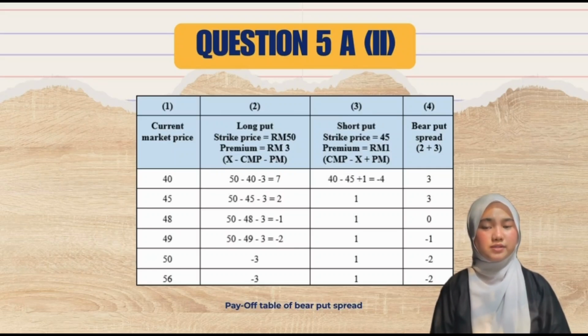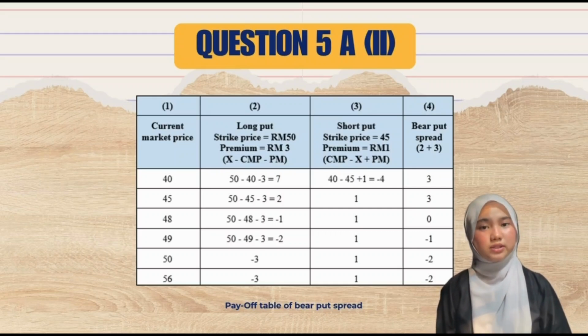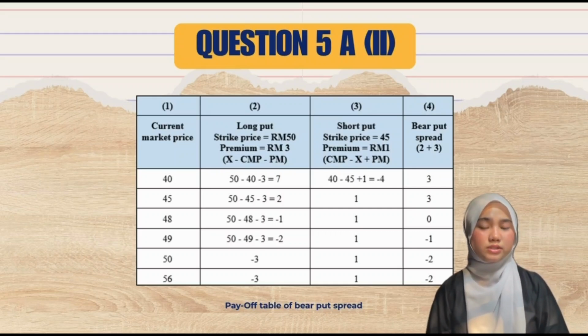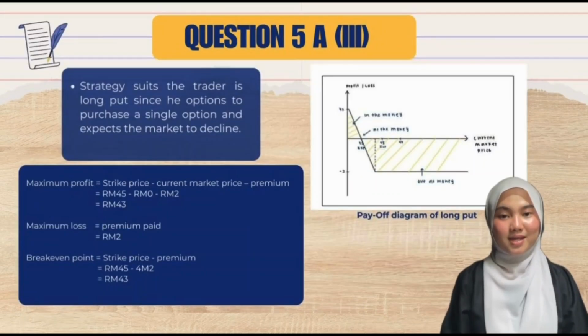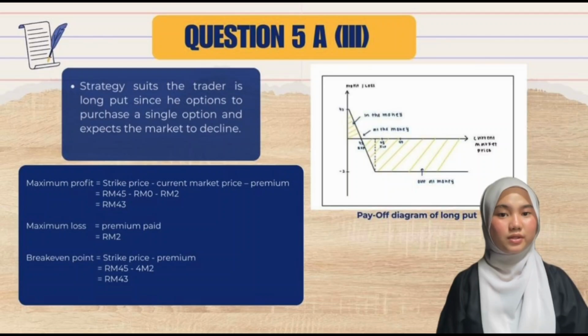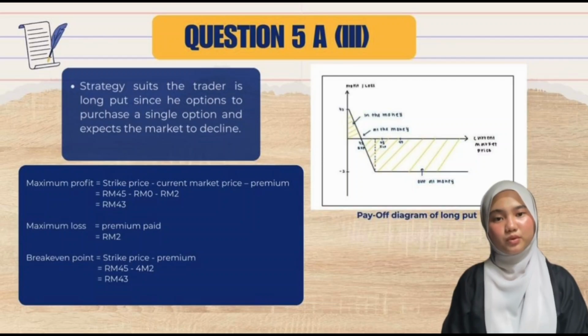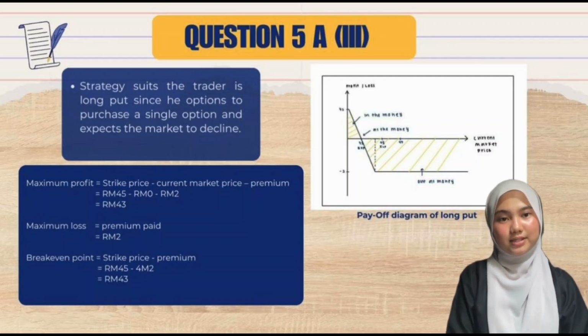At RM50 and RM56, both options expire. The investor just loses the upfront cost, resulting in the maximum loss of RM2. As we look at the graph, it is still capped at RM2. However, notice that the break-even point is now at RM42. This means that the stock has to drop much further with the single option to start making money, compared to the spread strategy, which broke even earlier at RM48.